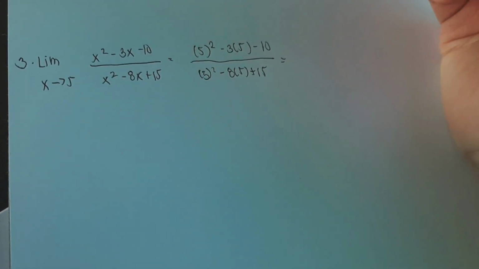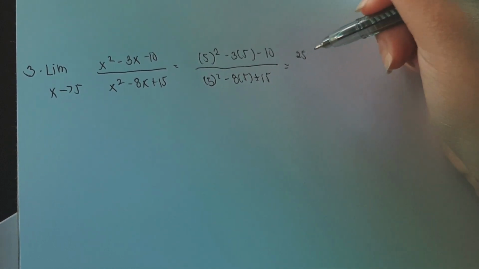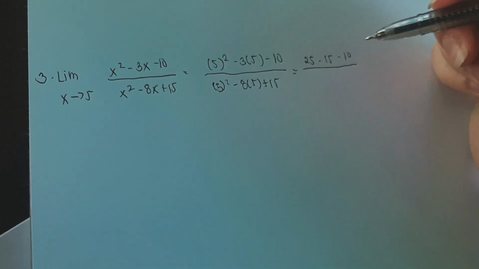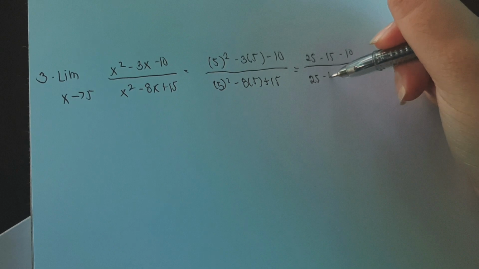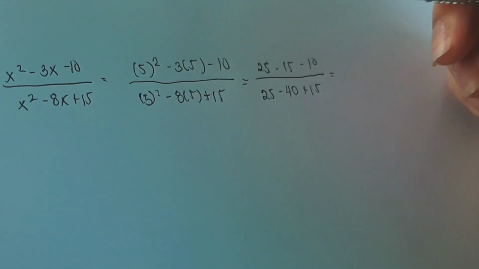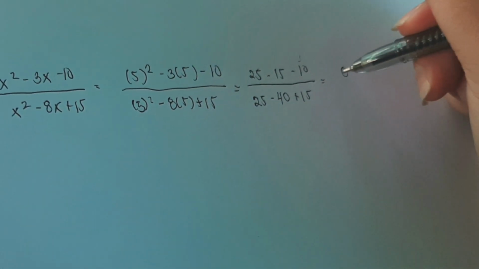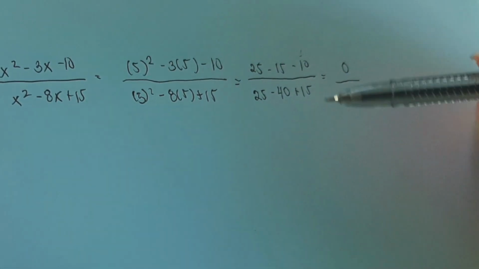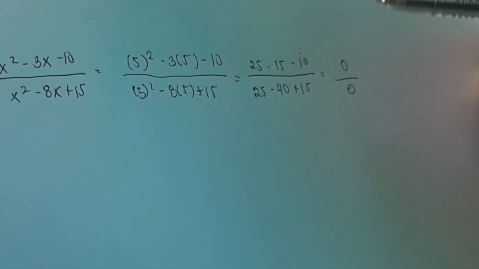Now let's simplify it. 5 squared is 25. 3 times 5 is 15. Then copy 10. All over 5 squared is 25. 8 times 5 is 40 plus 15. So if we minus this, 25 minus 15 is 10. Minus 10, 0. 25 minus 40 is negative 15. Plus 15, it will be 0. So we have here a 0 over 0 form.